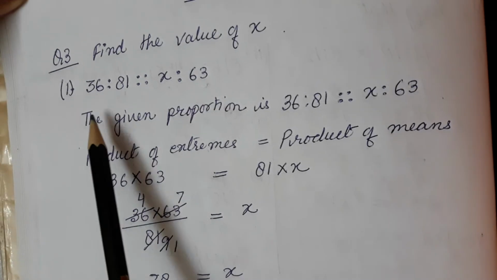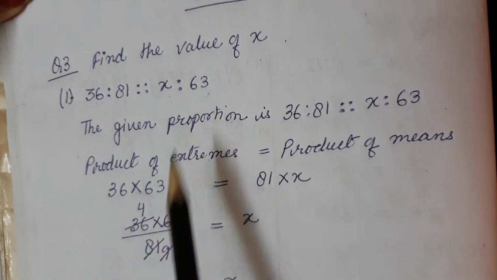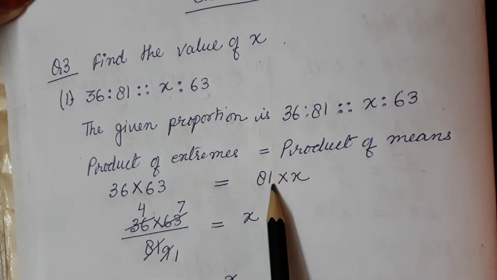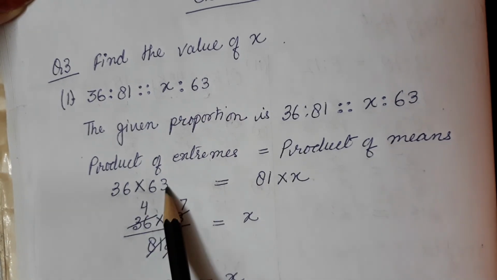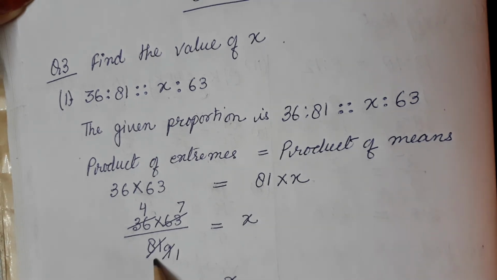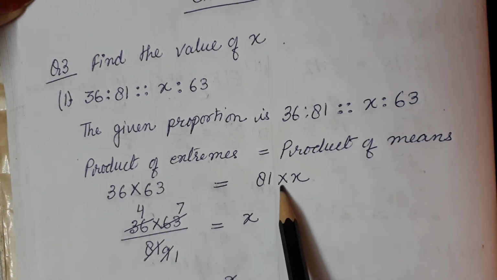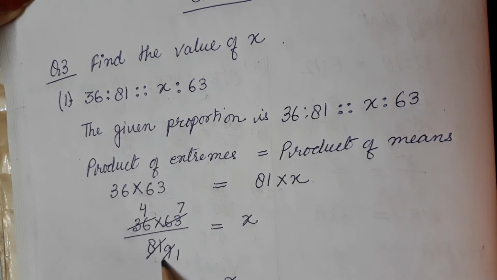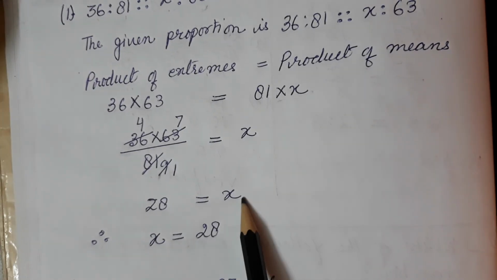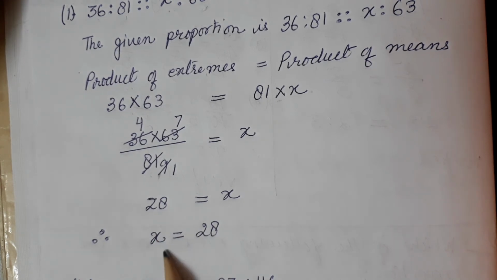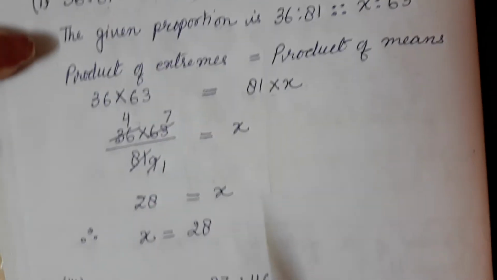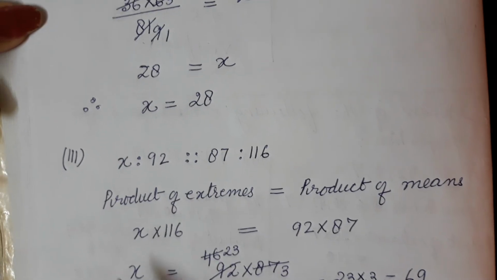So we put the product of extremes, 36 into 63, here, and the product of means, 81 into x. Fine. Now 36 into 63 remains here. To find out x, we bring 81 to this side. Here it is with a multiplication sign, so when it comes here it becomes a divide sign. We reduce the numbers and we get the value of x as this. So therefore the third term is equal to 28. Fine. This is how we will do the next one also.